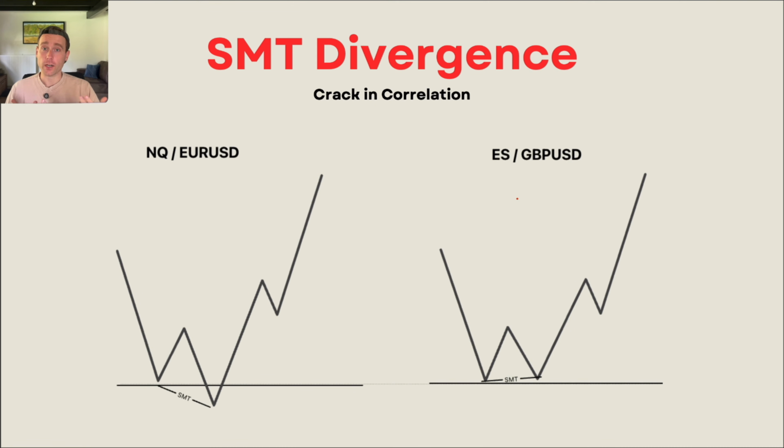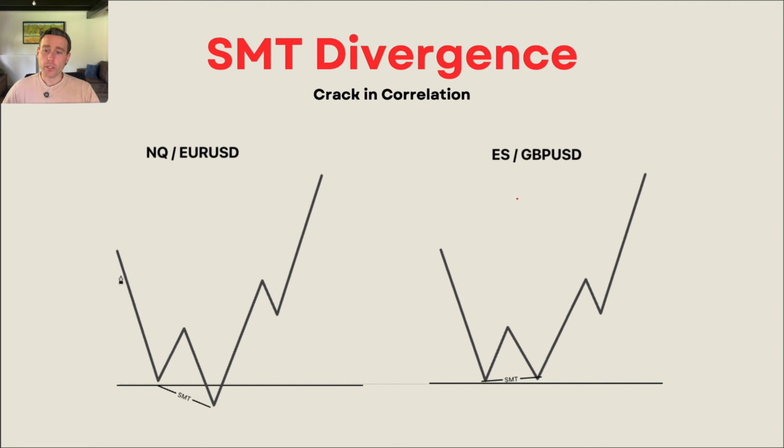So you have correlated pairs. For the indices, for example, that is NASDAQ, ES and YM, the US indices. For the USD pairs, for example, Euro US dollar and GBP US dollar, two correlated pairs. You can have gold and silver. You can have Bitcoin and Ethereum, all correlated pairs. Correlated pairs means they need to move the same. So if Euro US dollar goes up, GBP US dollar goes up. If NASDAQ goes down, ES goes down. But an SMT is when there's a crack in correlation. They stop following each other all of a sudden.